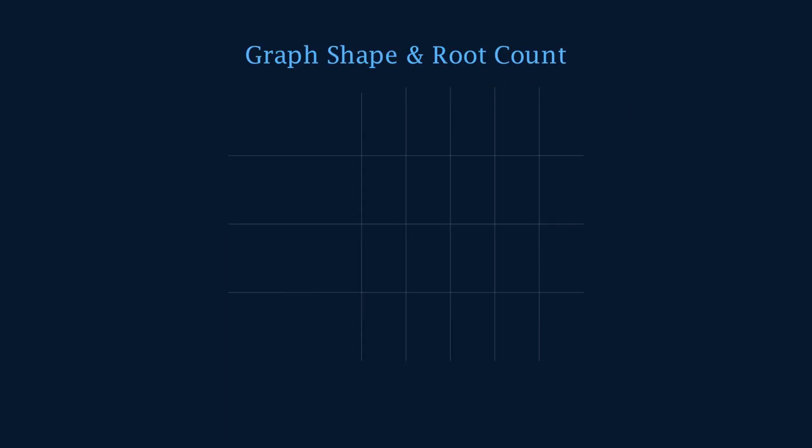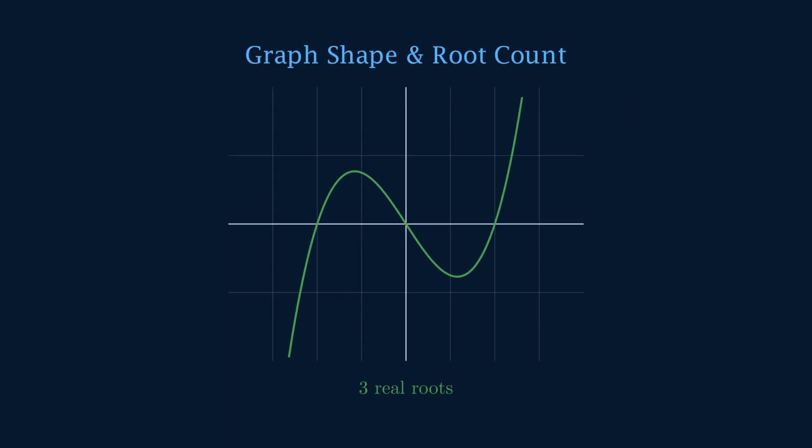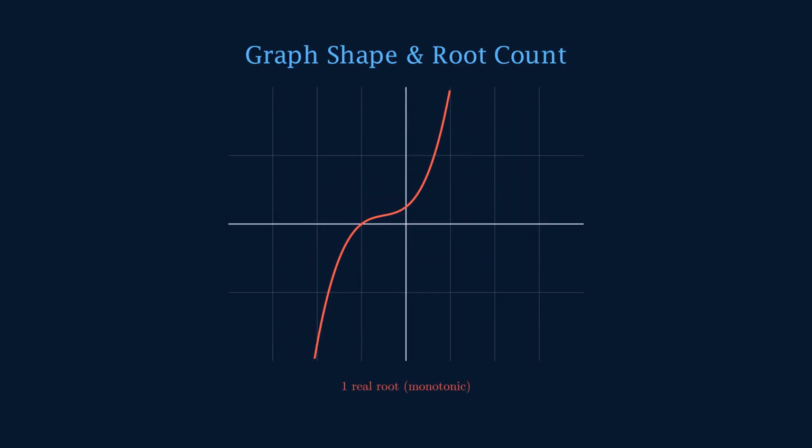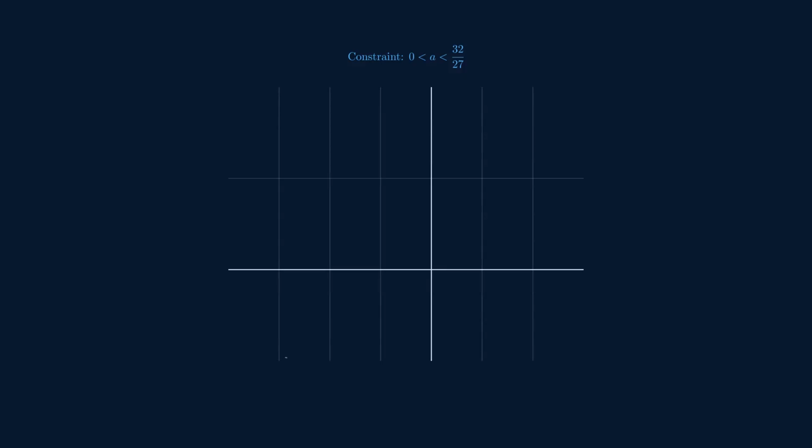It is important to remember that the number of real roots of a polynomial equation is intimately tied to the shape of its graph. The constraints on a ensure that the graph crosses the x-axis 3 times, signifying the existence of 3 real roots.